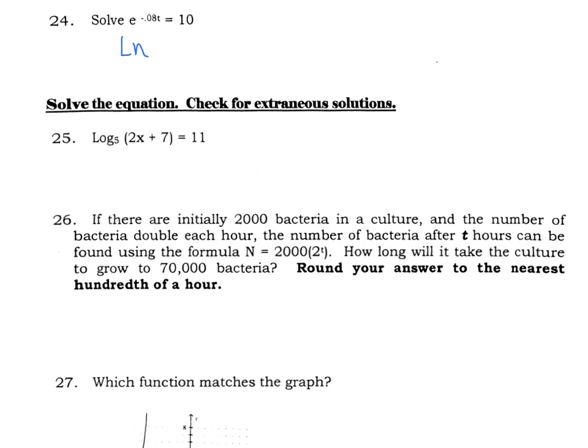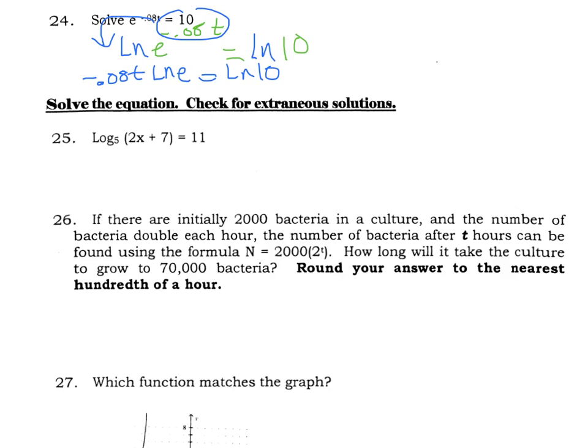So natural log of e to the negative 0.08t equals natural log of 10. And you can see that the original problem is still there. But see, the advantage of taking the log of both sides is that it lets us take the exponent and move it out front. That is one of the properties of logs. So after I do that, you'll see that out in front is negative 0.08t. Still have the natural log of e equals the natural log of 10, and I have no more exponent.